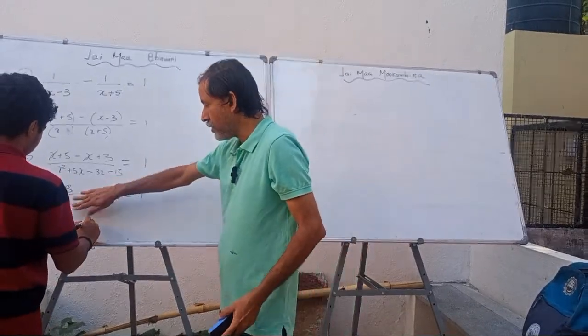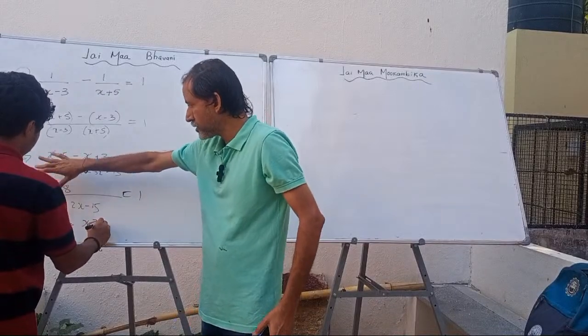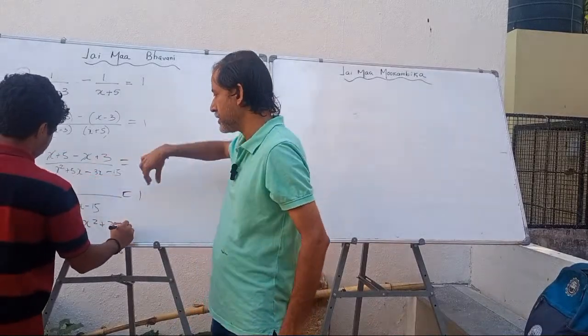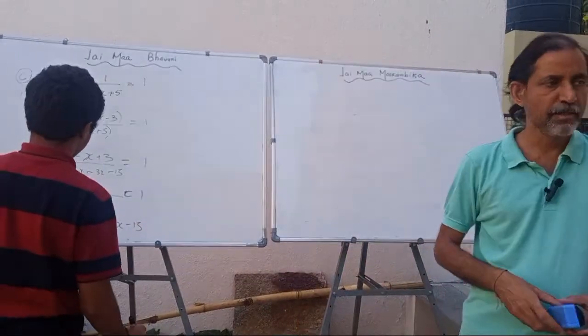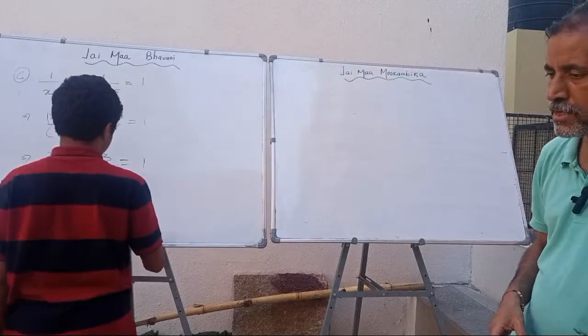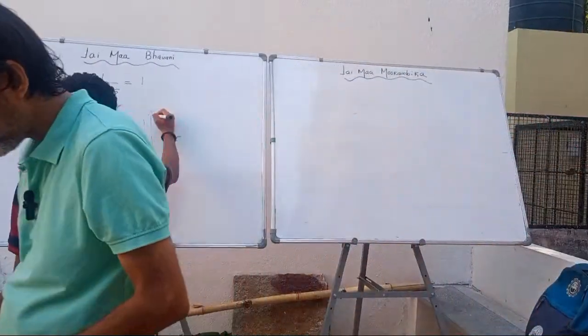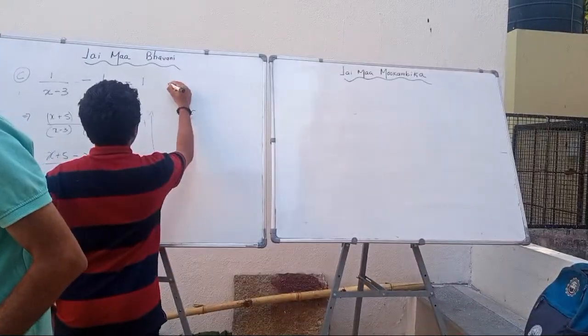You can do it. How will this go? If I multiply this on both the sides, naturally this will cancel. This will come here. Bring everything on one side, 0 on the other side. So how are you going to do this? We're going to take x square as y. Okay, good.